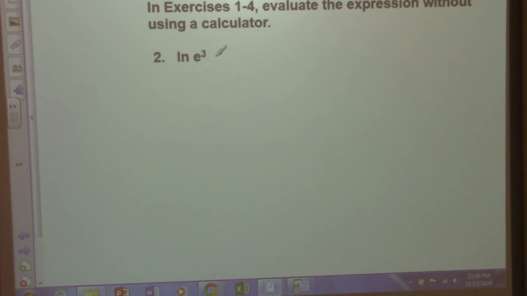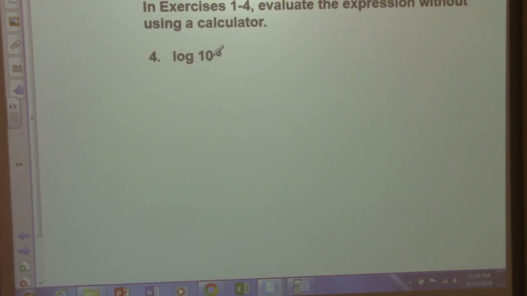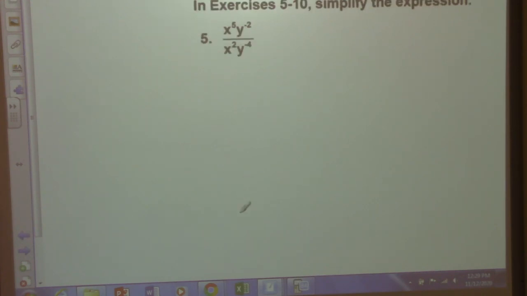Okay. This one would be 3. This one would be -2. This one here would be -3. So it's just what we did earlier. And then we get to 5 through 10, we're simplifying expressions. And so we're going ahead and working on our laws of exponents.